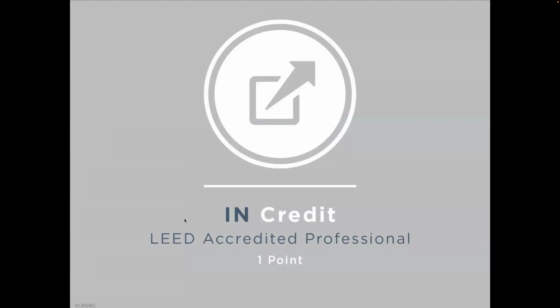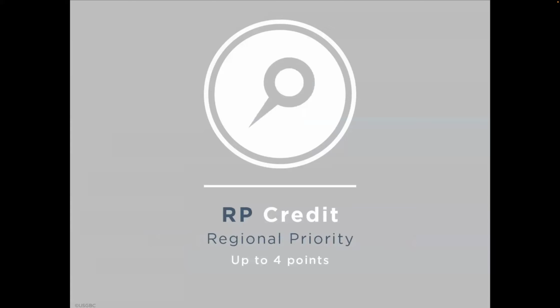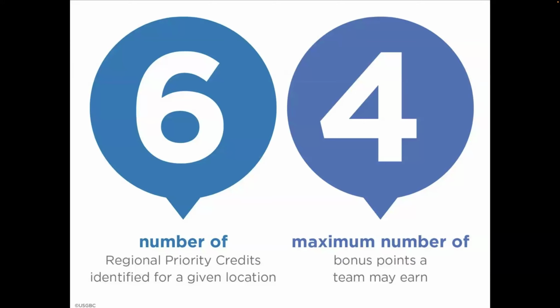For the LEED accredited professional, the LEED AP, you just put their certificate number, identify who they are, and upload that. And then regional priority, again, usually for Southern California, it's water efficiency, energy efficiency, on-site renewable generation, and I forget what the other one is. There's a couple other ones. So again, you can use a maximum of 4 of these.